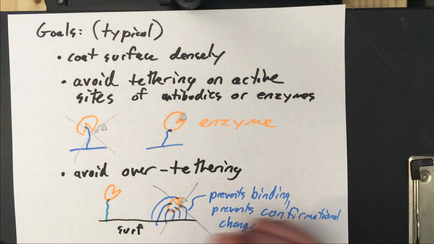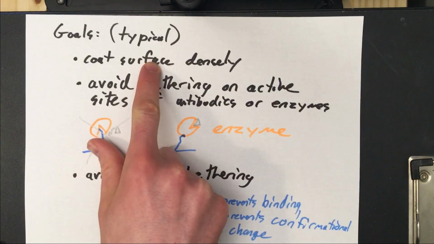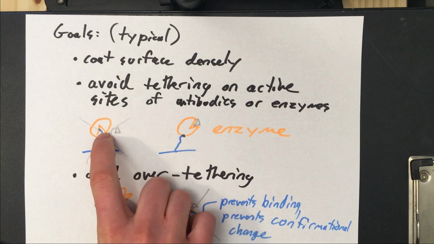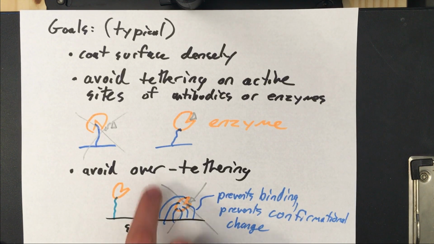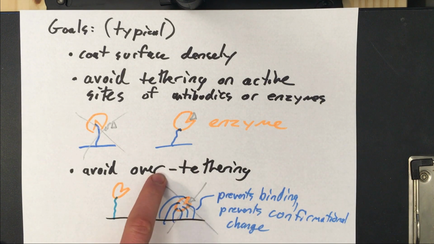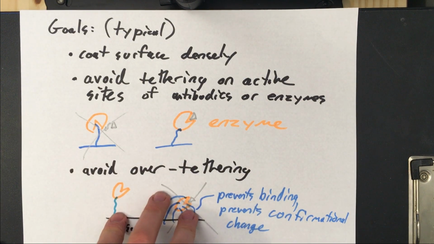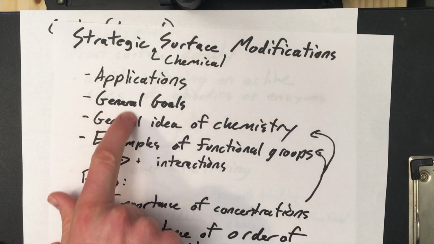So this concludes our discussion of general goals, right? Things we want to have happen, we typically want to coat the surfaces densely. Things we don't want to have happen, tethering on the active site of an antibody or enzyme, or over-tethering a protein. And of course, we'd want to avoid under-tethering too, where we try to attach a bunch of antibodies to the surface, but we only get a couple. So we don't really want to have either extreme happen. So thus concludes our discussion of general goals.